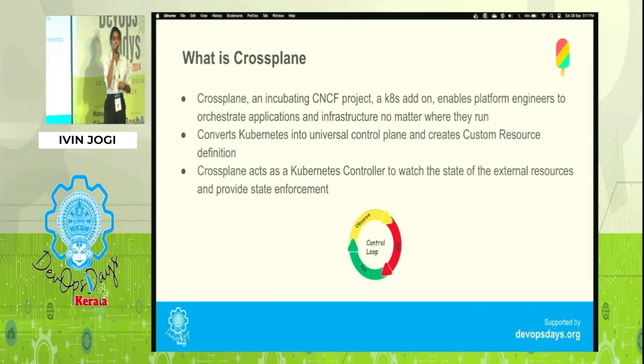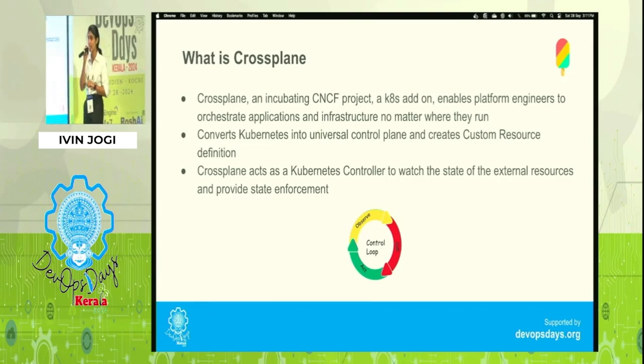When talking about Crossplane, I hope that we all are aware of Kubernetes and how Kubernetes helps us to manage containers. But as the cloud native world grows, we face a challenge: how can we manage all other infrastructure resources, which are not Kubernetes-native, but which are highly essential for modern applications? So that's where Crossplane comes into the picture.